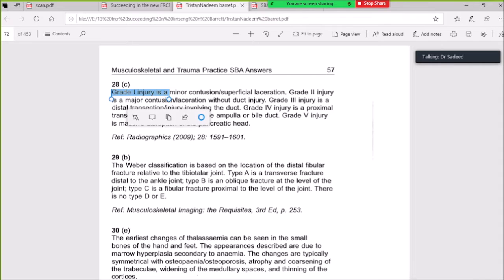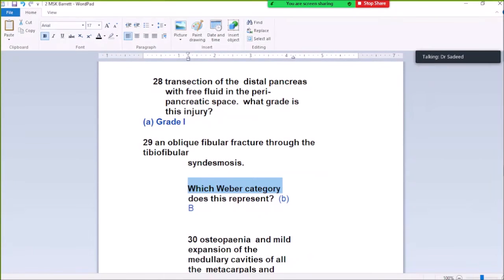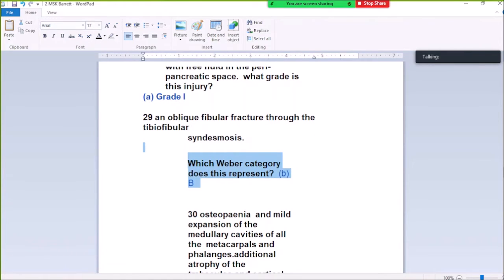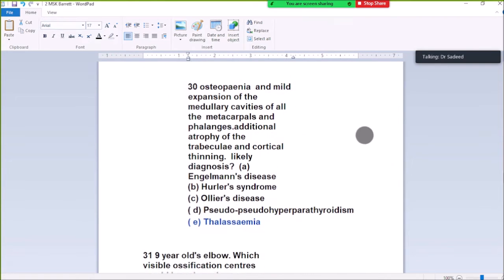Now question number 29. The Weber classification is based on the location of the distal fibular fracture related to the tibiotalar joint. Type A is a transverse fracture distal to the ankle joint. Type B is an oblique fracture, and type C is a fibular fracture above the syndesmosis. So here they say type B because it is an oblique fracture. So the Weber category is type B. Oblique fracture, type B.